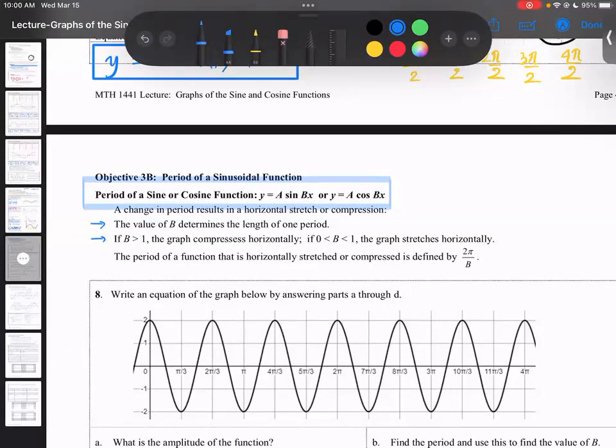Basically, if B is bigger than 1, the graph what? It's getting longer, right? Stretched out, right? It's going to be like this, and it looks more and more like a straight line as B gets bigger and bigger, right? Where if B is between 0 and 1, it gets skinnier, right? The periods get closer and closer to each other.